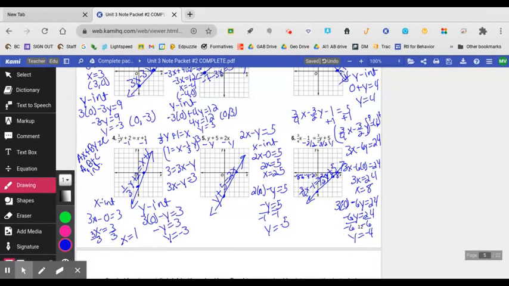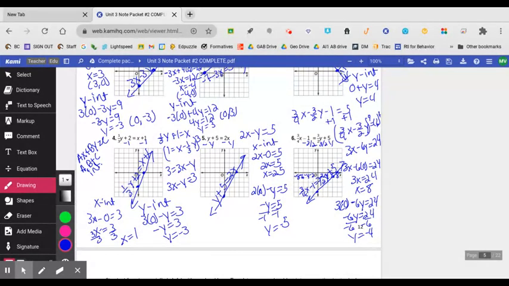So that gives me 3 equals 3x minus y. I rearrange the order and I get 3x minus y equals 3. I then find the x-intercept by making y equals 0 and x equals 1. I find the y-intercept by making x equals 0 and y equals negative 3. Number 5, I just needed to subtract y from both sides. That gave me 2x minus y equals 5. Again, the x-intercept by making y equals 0 gives me x equals 2.5. The y-intercept by making x be 0 gives me y equals negative 5.